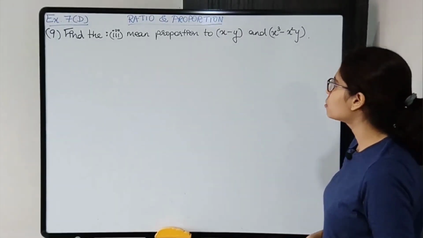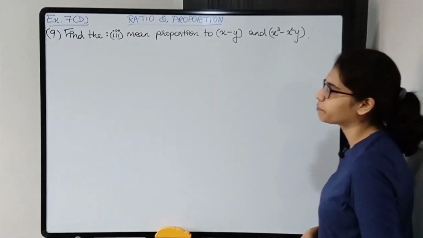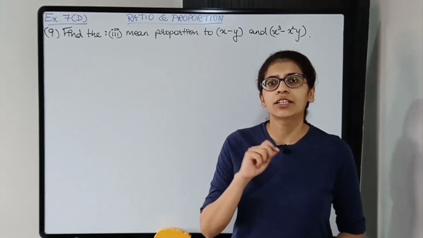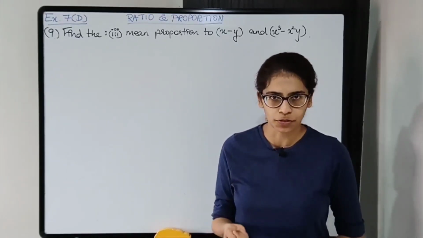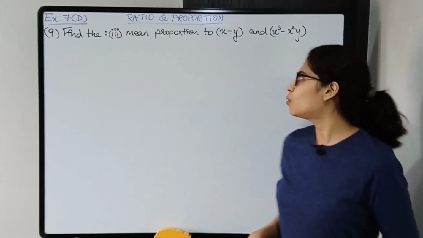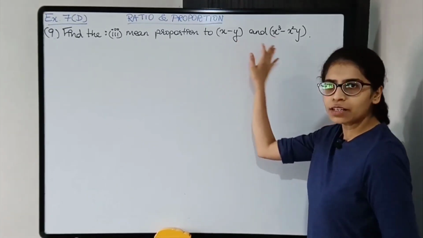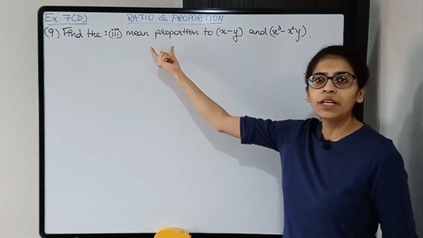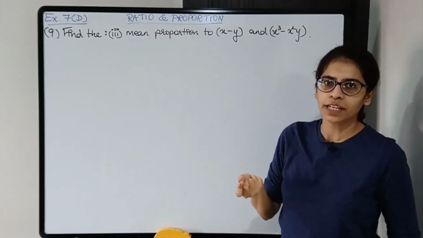Find the mean proportion to x minus y and x cube minus x square y. Mean proportion itself indicates that the terms are in continued proportion. So the two extremes are given, the first term and the third term. You need to find the middle term. Mean proportion find करना है.